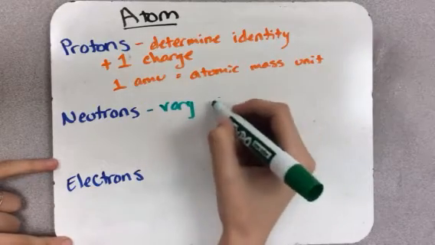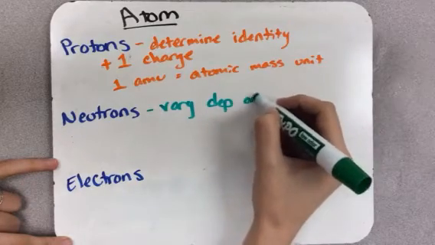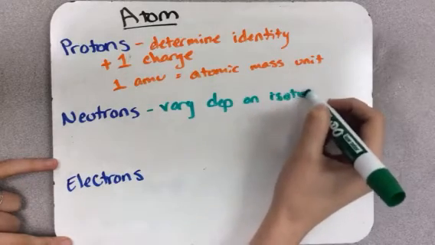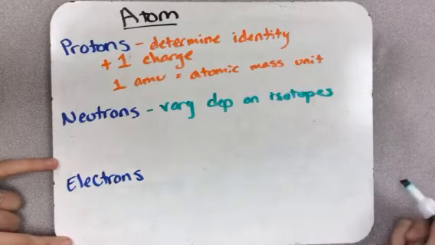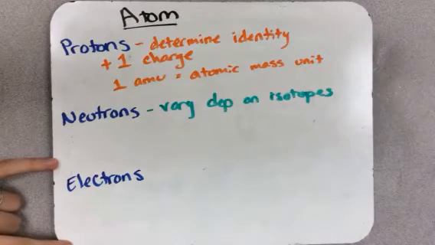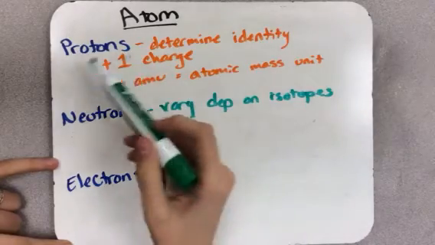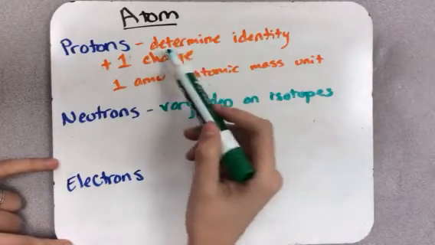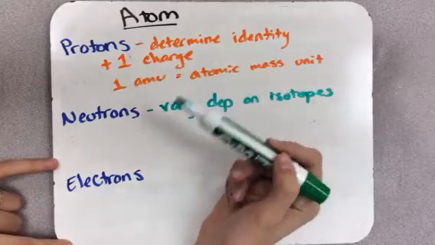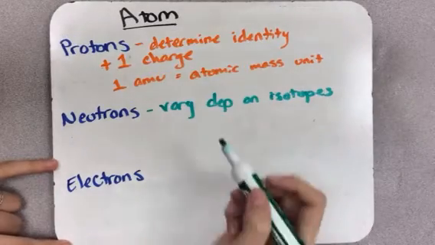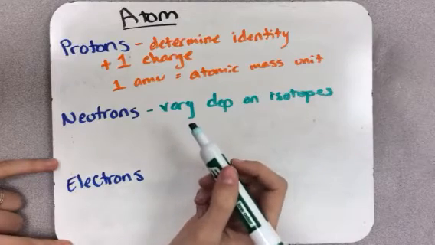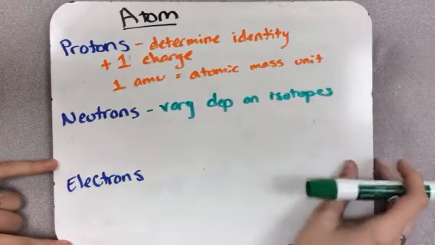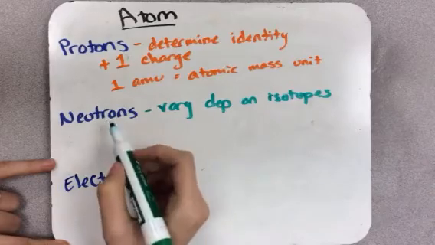Neutrons can vary depending on isotopes, and we'll talk about isotopes later on. They're just different forms of the same atom. So there are different forms of carbon atoms. The carbon atoms still have the same number of protons because that's what determines that they are carbon, but they might have different numbers of neutrons. And we'll look at how to figure out how many neutrons there are in a given atom as well.